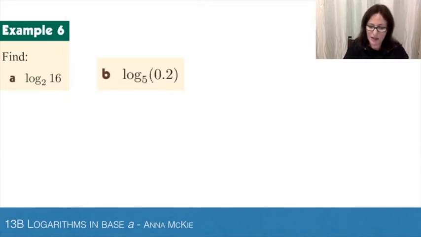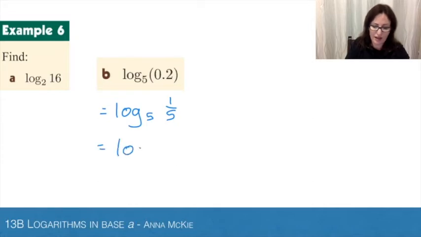What about this one? If we can write it base 5, 0.2 is the same as 1/5. And now let's write that, instead of 1 on 5, as 5 to the power of -1. So therefore our answer for this is 5 raised to the power of what gives you this answer here. So it must be -1.